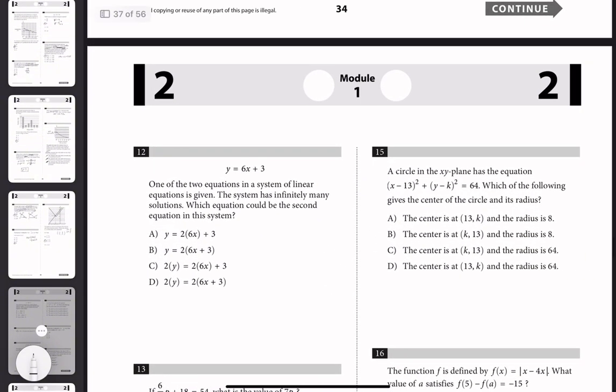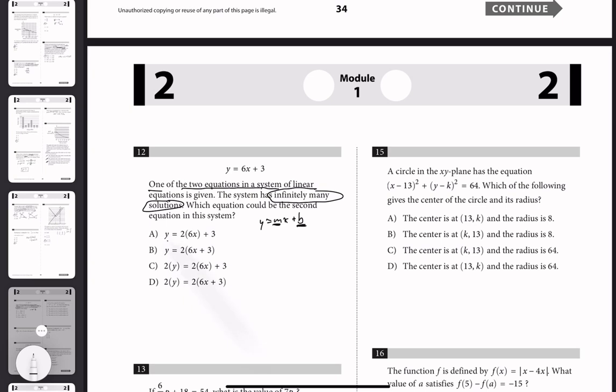Question 12. One of the equations in a system of linear equations is given. The system has infinitely many solutions. Which equation could be the second equation in the system? Sorry, one of two equations in the system. Okay, so if we know that it has infinitely many solutions, that means that both lines follow y equals mx plus b because they're linear. For them to have infinitely many solutions, we know that m and b have to be the same for both lines.